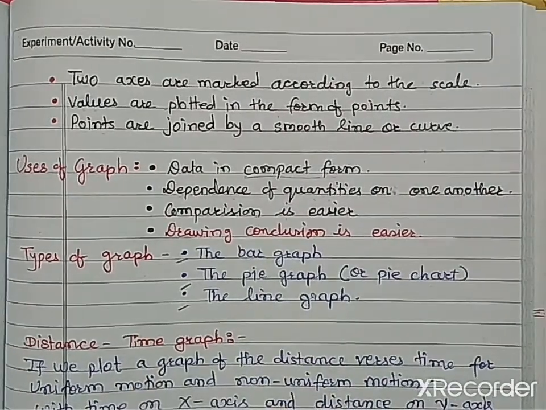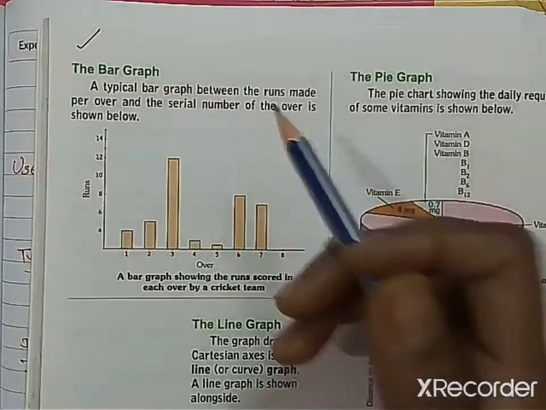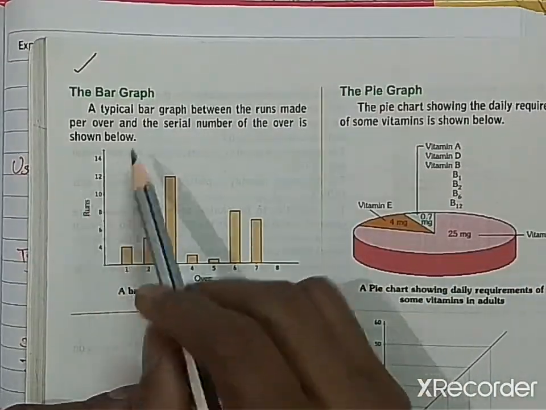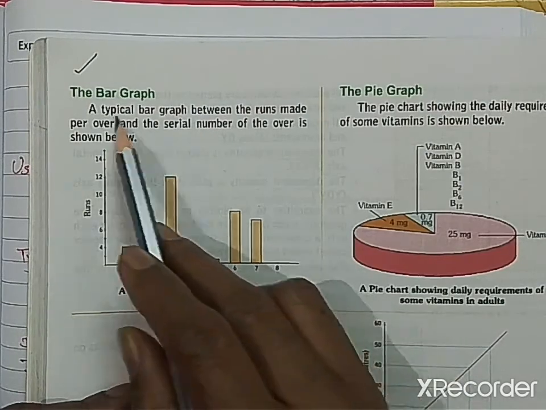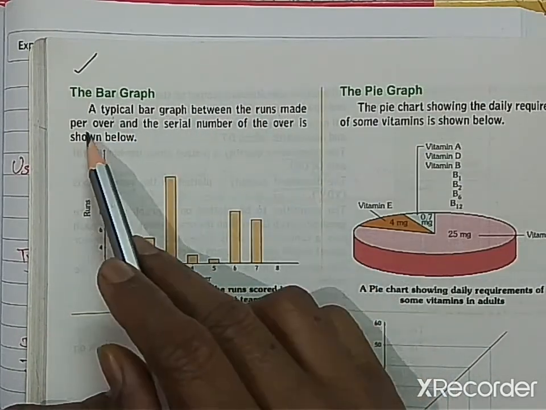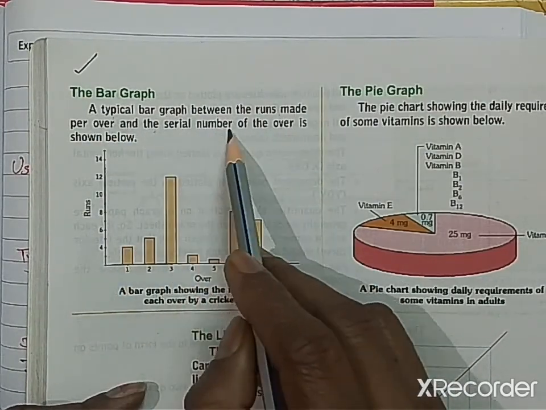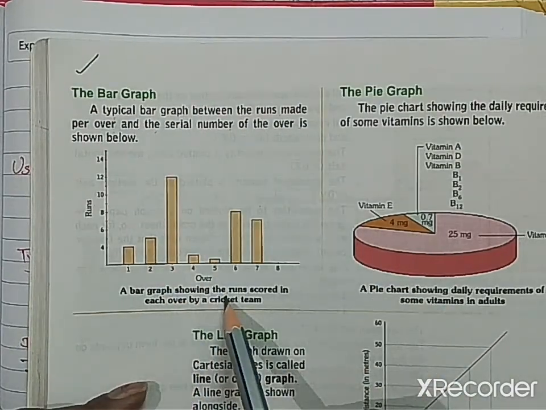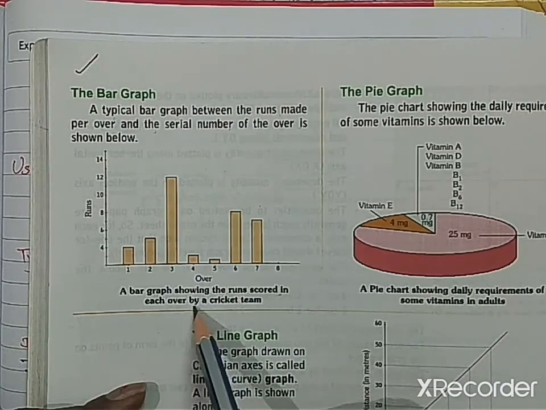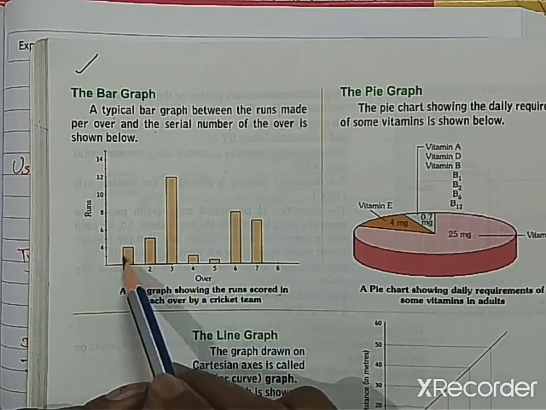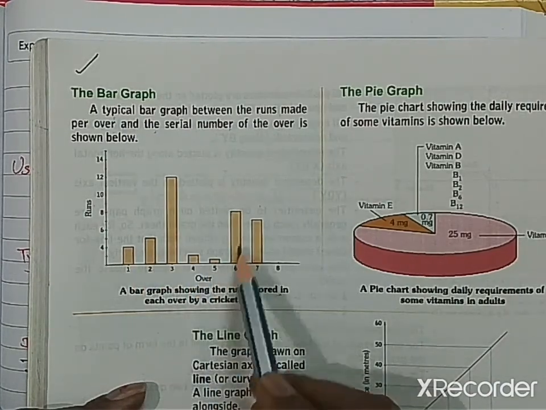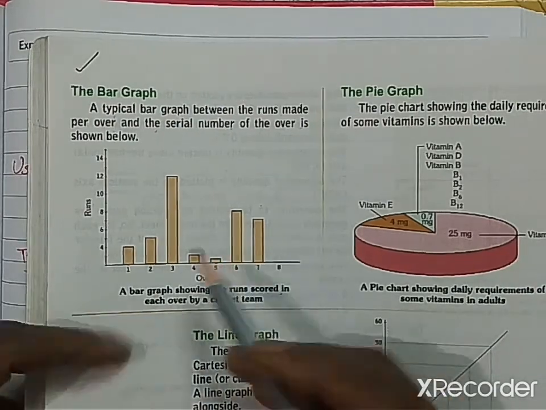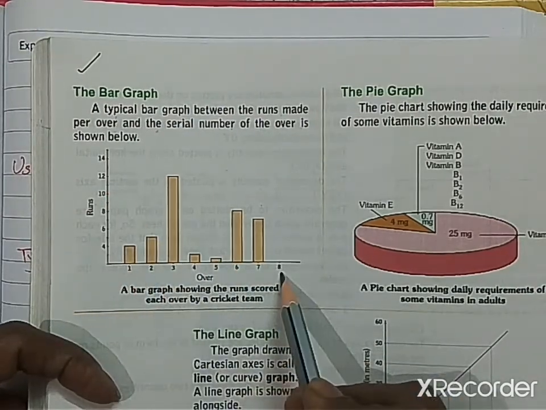So here you can see some examples of graphs. This is the bar graph, a typical bar graph between the runs made per over and the serial number of the over. Here you can see this bar graph is showing the runs scored in each over by a cricket team. So these are the bars, and like this we can show the data. These are the runs and these are the number of overs.